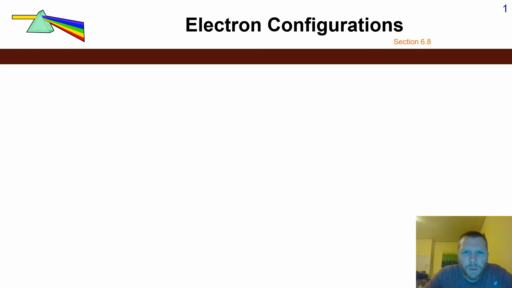Okay, so now we're back with electron configurations. And this is all about figuring out where within all of these different orbitals our electrons are. And it gives a good description of where they are. Okay, so what we're reliant on is the quantum numbers that we've previously talked about.